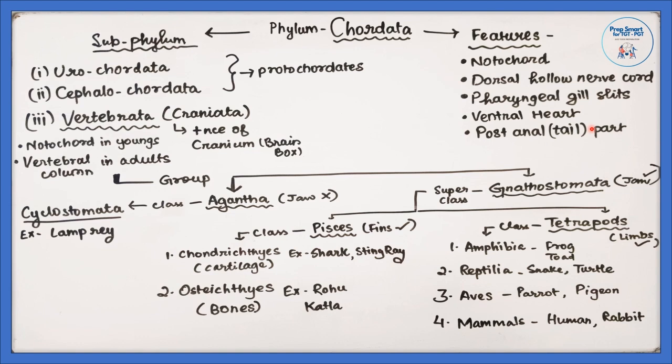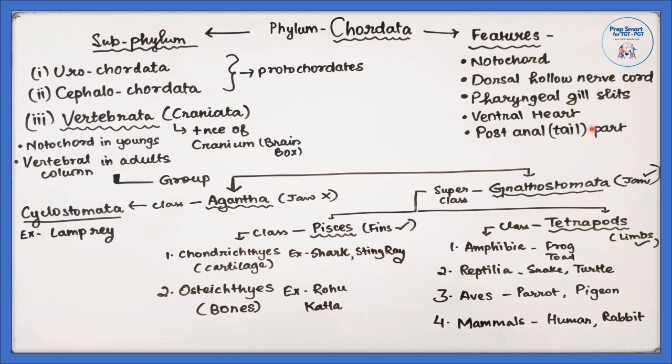It can be divided into three subphyla. First is Urochordata, then Cephalochordata. Both these subphyla are combinedly termed as protochordates. The third one is Vertebrata, also known as Craniata, because of the presence of cranium, that is brain box. In Vertebrata, the young individuals have the presence of notochord, whereas in adults it is replaced by vertebral column.